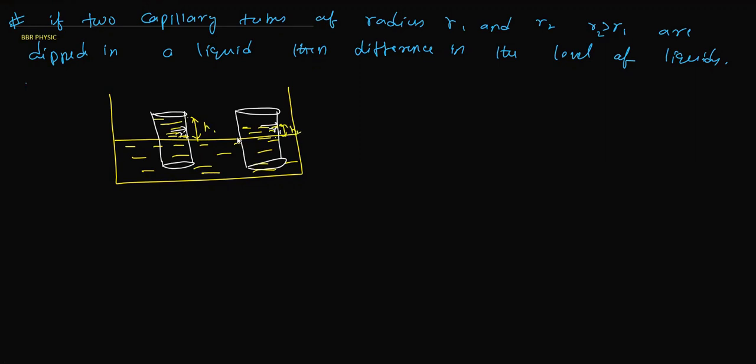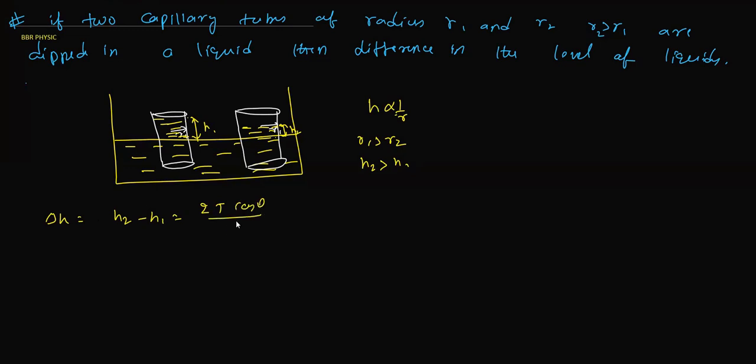This is very simple here. Since H is inversely proportional to R, where R1 is less than R2, H2 will be greater than H1. So if you want to calculate delta H, delta H equals H2 minus H1. What we have just written here is 2T cos theta upon rho g r.